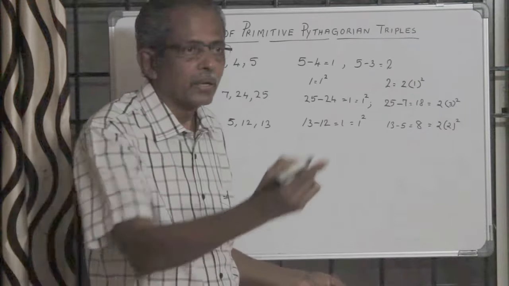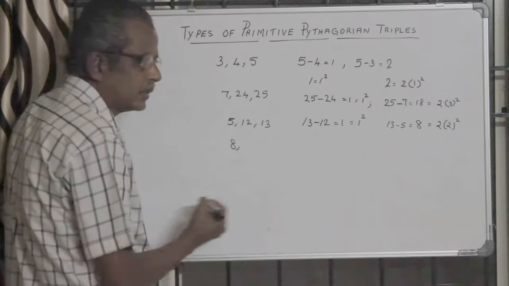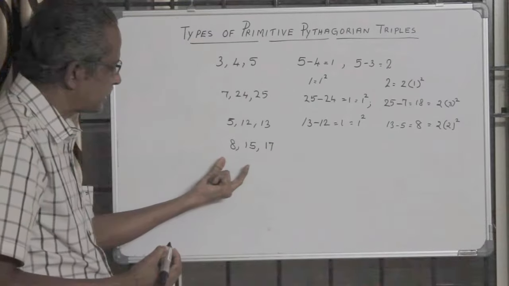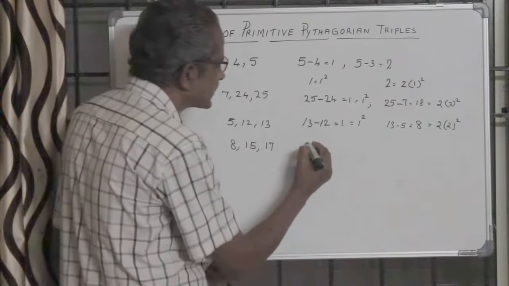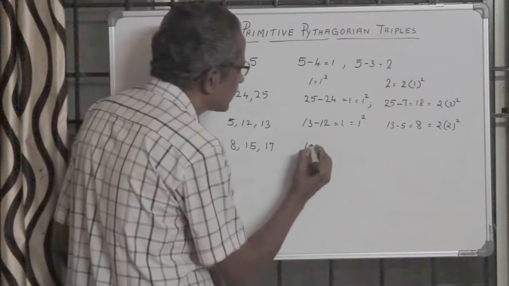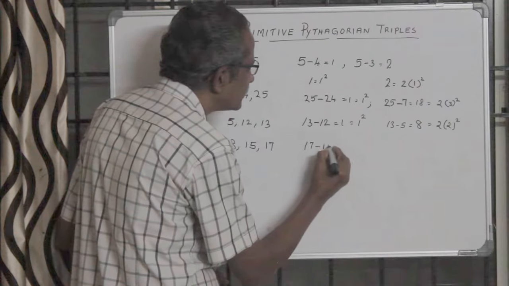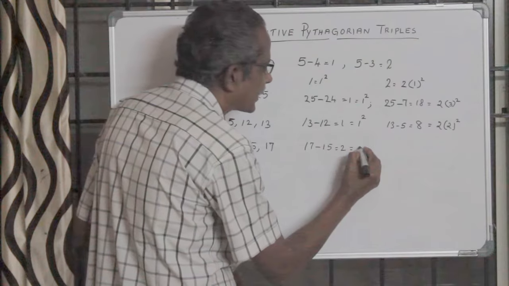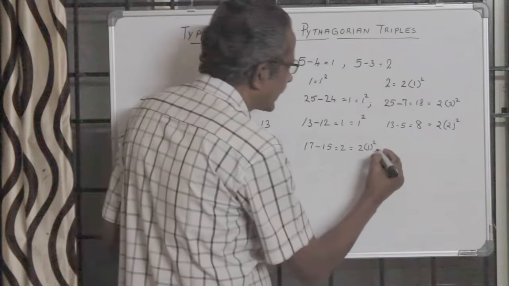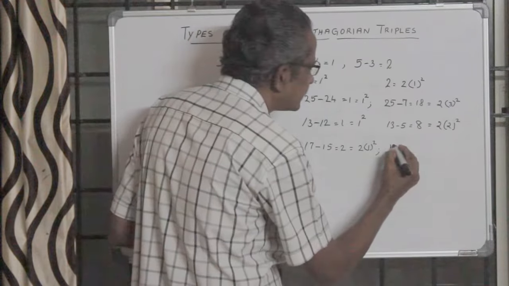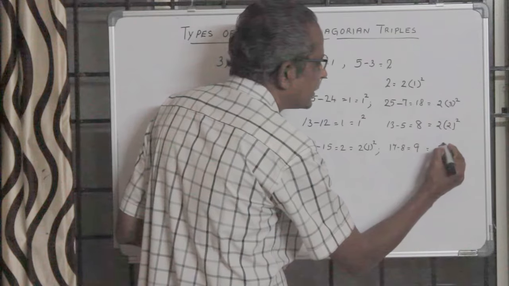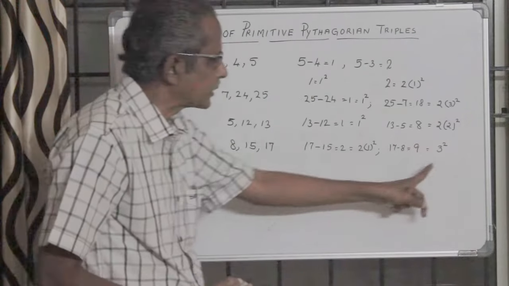And one more example, 8, 15 and 17. In this example, we can see the difference between the hypotenuse and the longest side, or the larger term, is equal to 2. This can be explained as double of 1 square. And again, 17 minus 8 is equal to 9. This is the square of an odd number, 3 square.